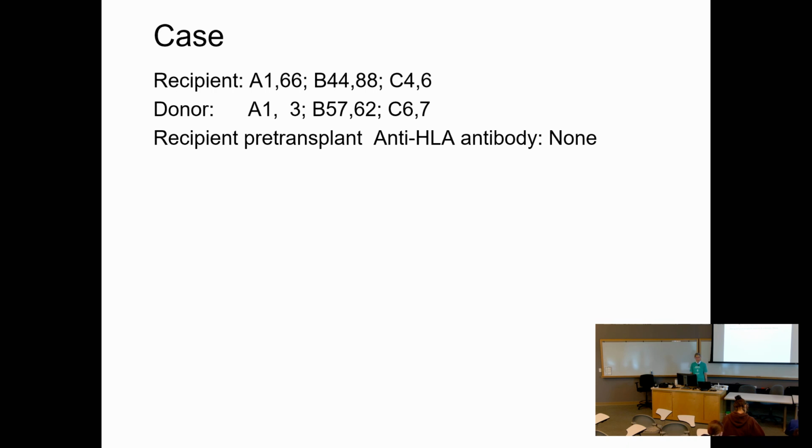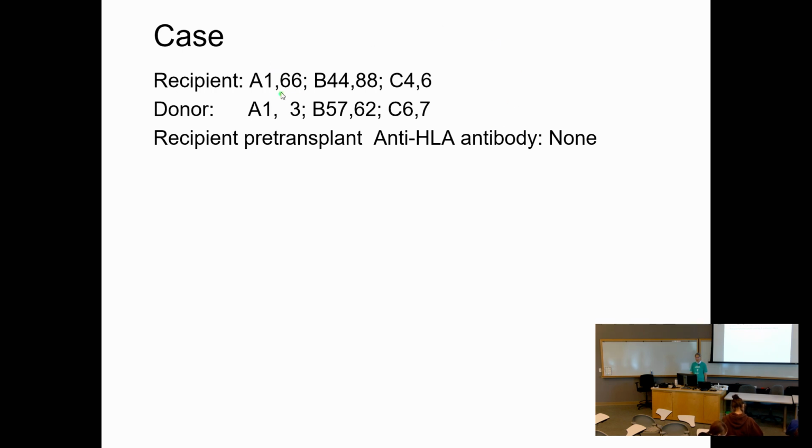So this is a different case. The recipient has this makeup. Again, 2 A1, 2 A's, A1, A66, 2 B's, 2 C's, and then the donor has this HLA makeup. So 1, 3, and then this. So how many alleles are different? 4, right? So this is a four antigen mismatch.